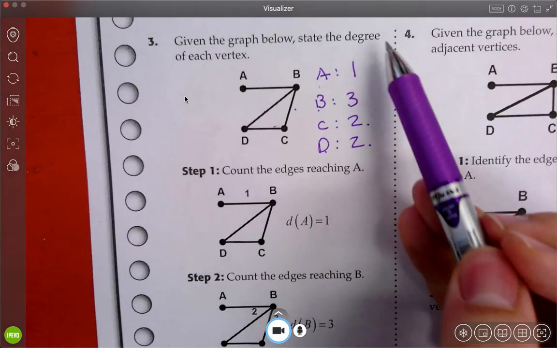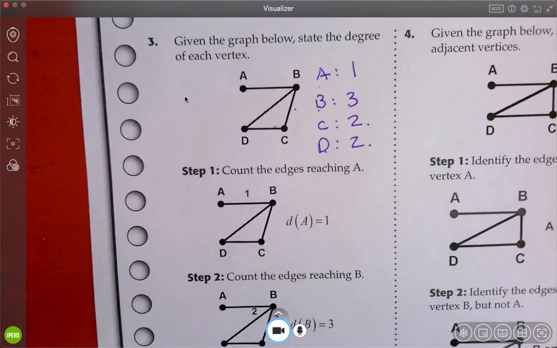And right, it's going to be written degree of the vertex. So even if you don't remember what it's called, it's going to say vertex, which is a point, and the degree, so they're asking you a number. So the number of the vertex, right?